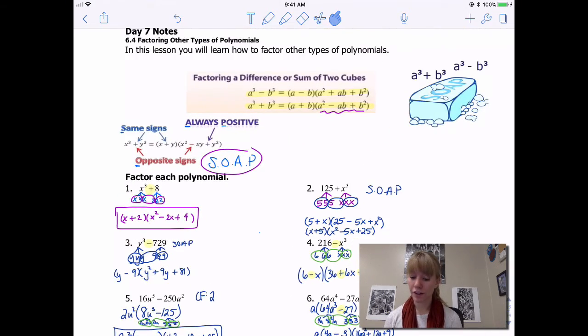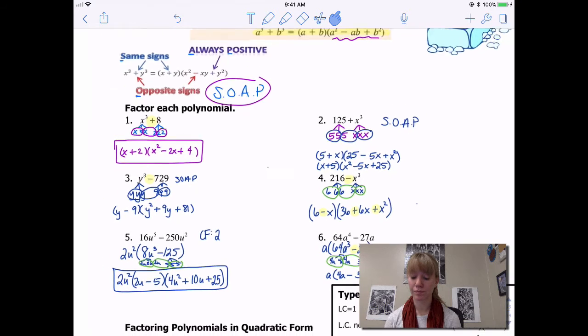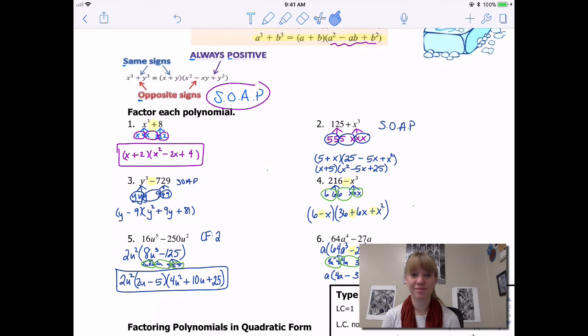So that's our first type of factoring for today. I'm going to pause the video here and then have you guys take a look at quadratic form.